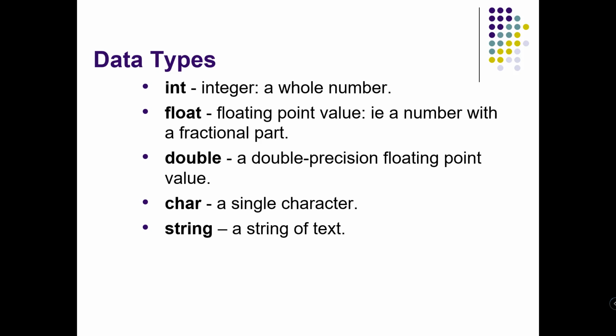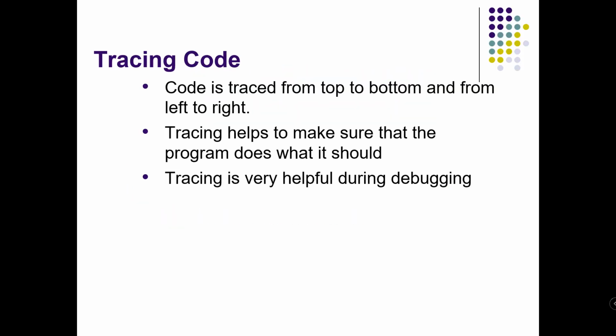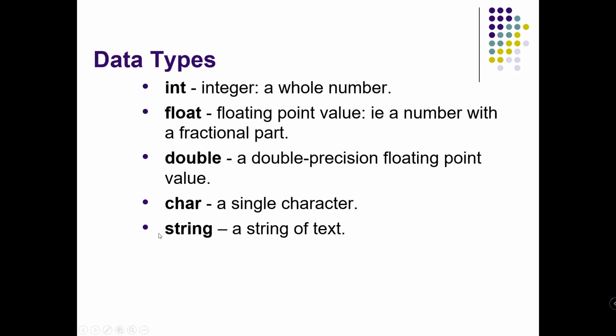You have a char, which is a character. So this is a character: C is a character, H is a character, A is a character, R is a character. And you have a string. A string is text. So if a character takes each individual thing as an object, a string takes the whole line of text as an object.